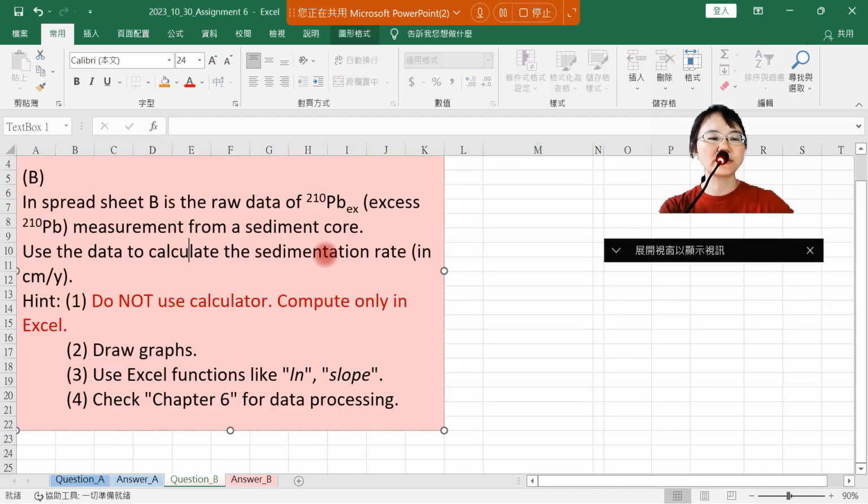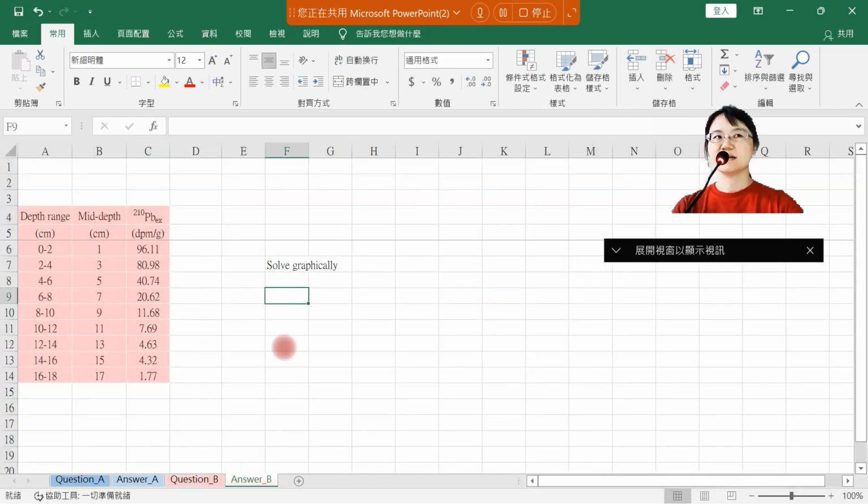Use the data to calculate the sedimentation rate in centimeters per year. You need to read chapter 6 for data processing. Do not use a calculator, compute only in Excel. You need to draw graphs. You use Excel functions like natural log and slope in order to solve the sedimentation rate from this data. Solve this question graphically. That usually means you need to do linear regression, and find the answer in either the slope or the intercept of the linear regression.